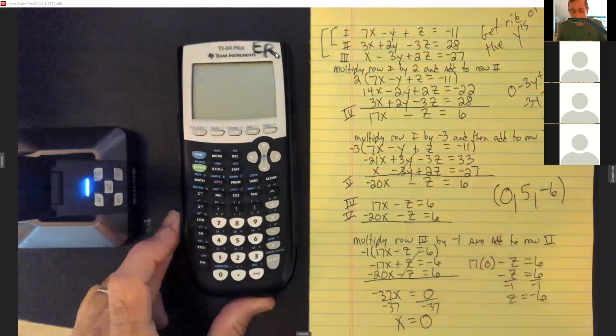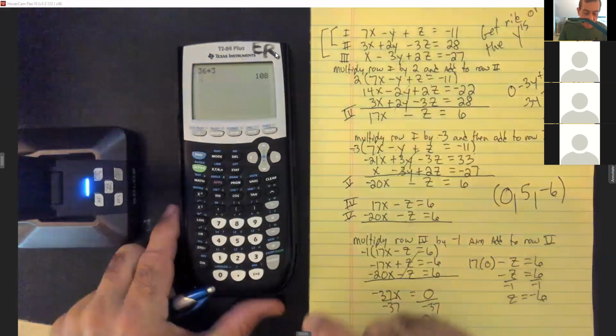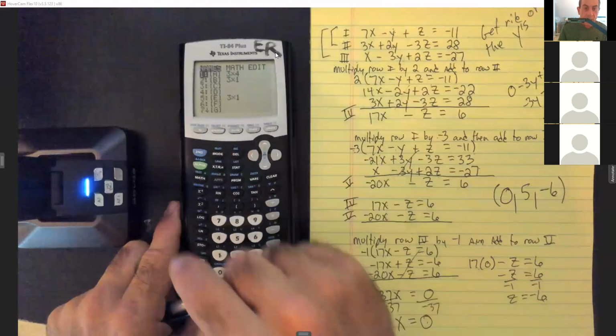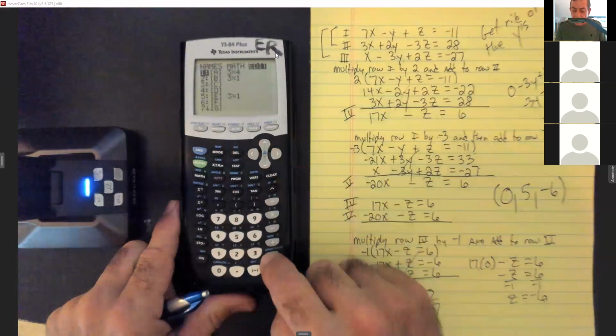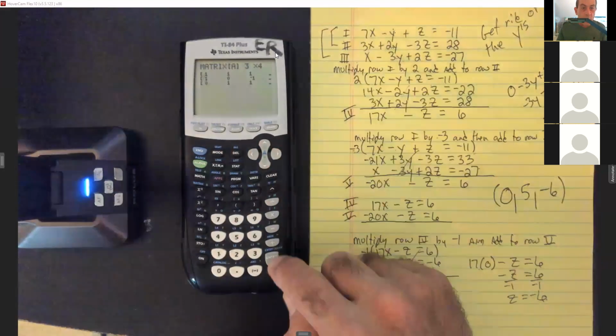So let's go to the calculator real quick and do that one. So on with the calculator. I'm going to hit second, x negative 1 to get the matrix. I'm going to go to edit, enter. So this is a 3 rows by 4 columns, 3 by 4, enter.